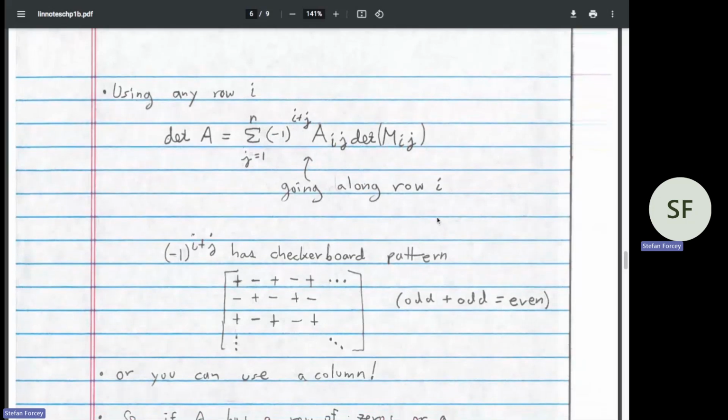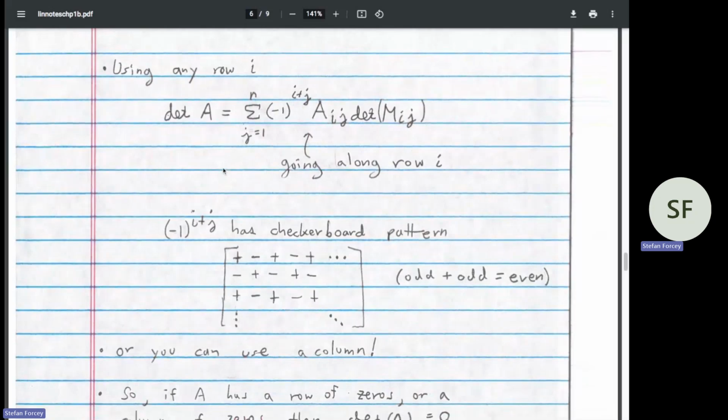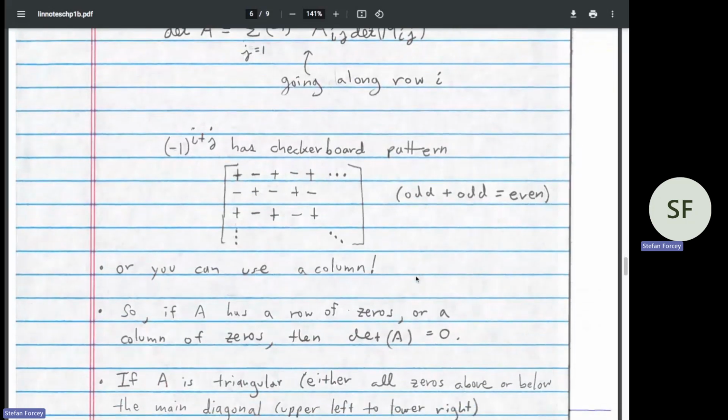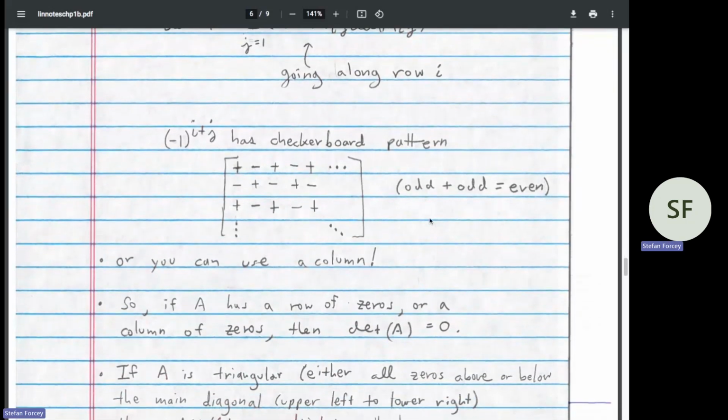Again, recursively. So negative 1 to the i plus j, you can look ahead and see what that's going to be. It has a checkerboard pattern. The first one was 1 plus 1, negative 1 squared, and then 1 plus 2 is negative 1 cubed. So anytime you have odd plus odd, it'll give you even. So in the odd row and odd column, you get an even number. Also, of course, even plus even gives you even. And it turns out you can also pick a column to use instead of a row.